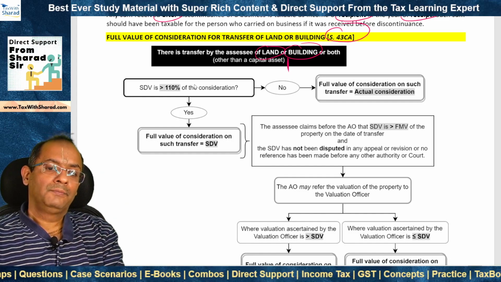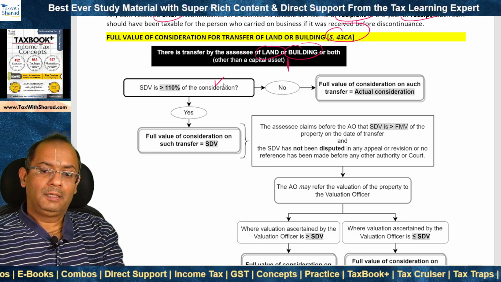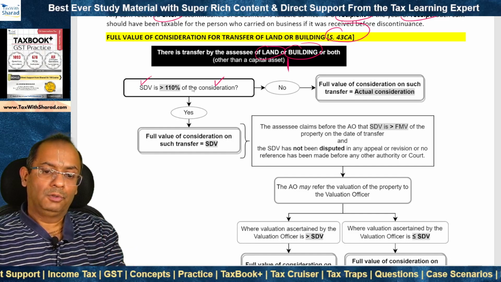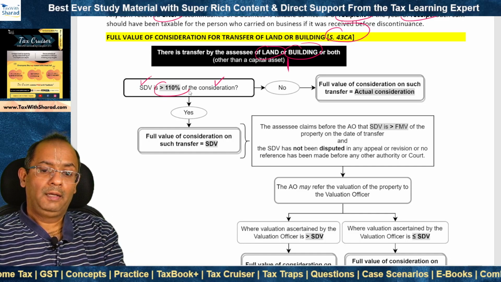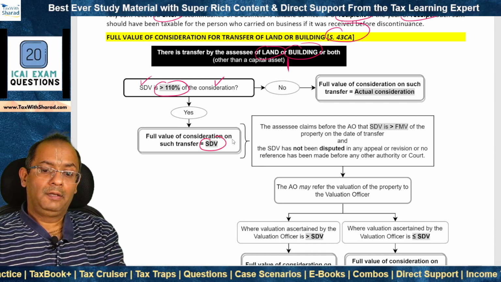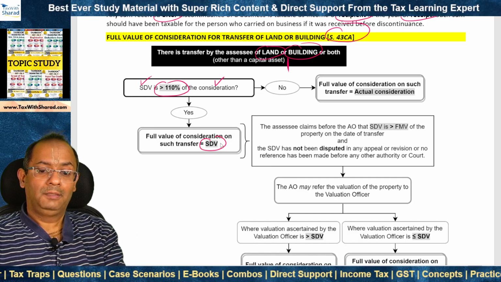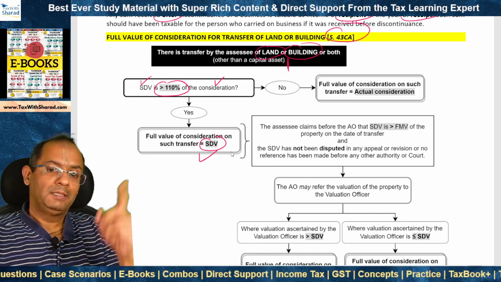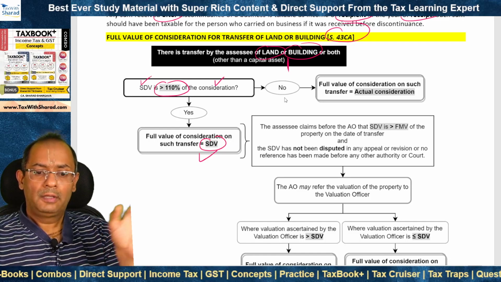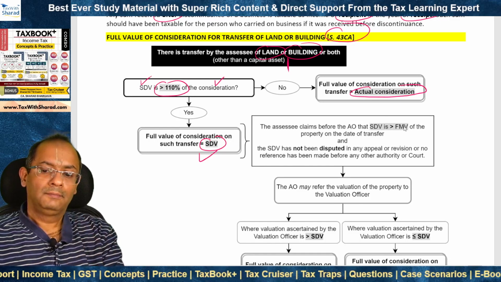In that case, we need to figure out what is the actual consideration and what is the stamp duty value. We need to compare both. If SDV is more than 110% of the consideration, then full value of consideration on such transfer is not taken to be the actual consideration but rather the SDV, and business income is computed accordingly. But if SDV is not greater than 110%, then actual consideration is accepted.